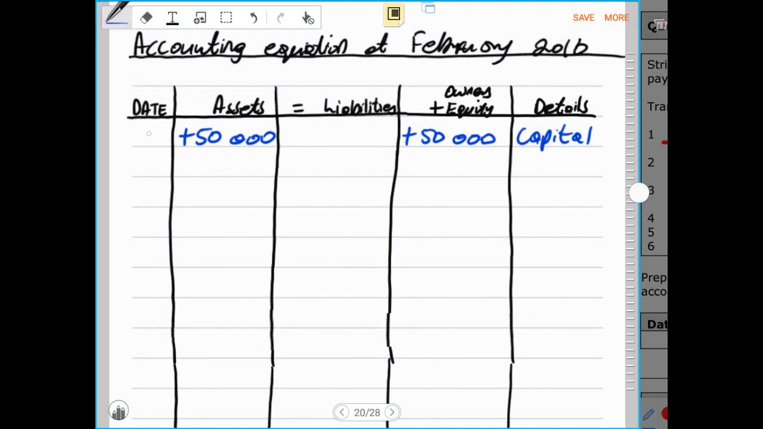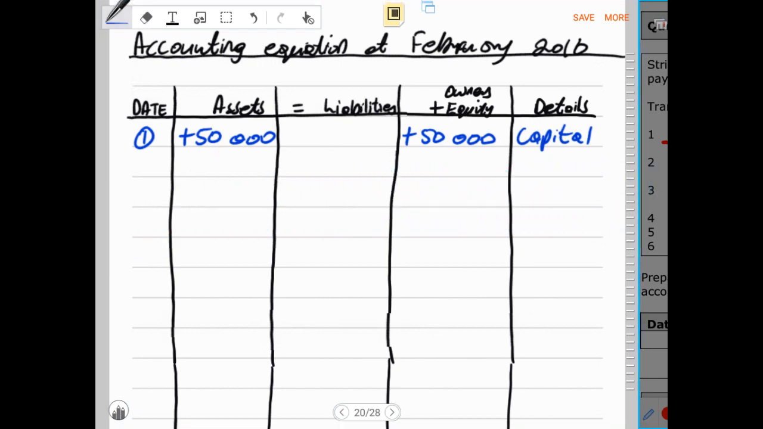So this was transaction number 1 or day number 1 where money was received. Remember, this 50,000 is for bank, just to take note of that. This 50,000 is for bank because the bank account was opened and we received 50,000 from the owner in the form of cash.